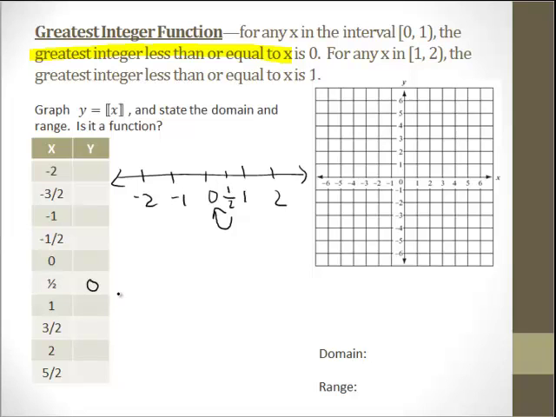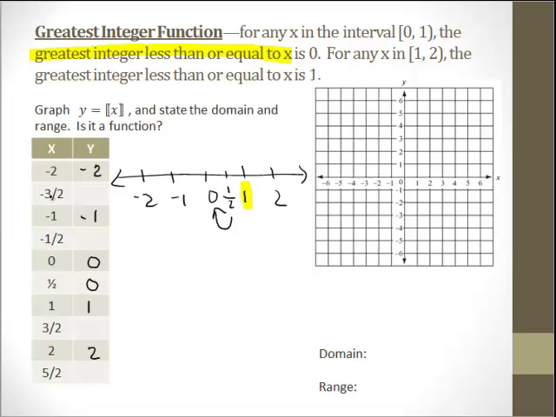Okay, so what if we have 1? What if our x is 1? You want the greatest integer just less than or equal to 1. Well, 1 is an integer. So our y is 1. So for every integer you have in your x column, that is what goes in your y column. So negative 2 is an integer, negative 1 is an integer, so is 0, so is 2. Okay, so all of the integers just fill in both spaces.